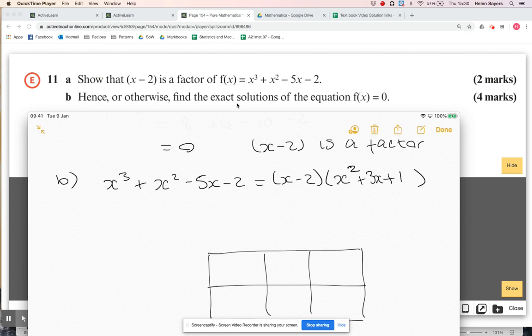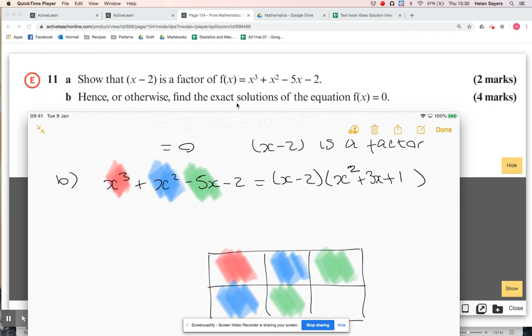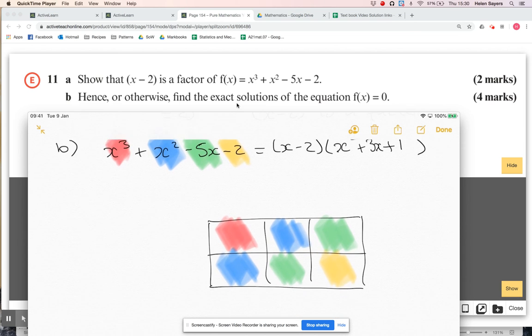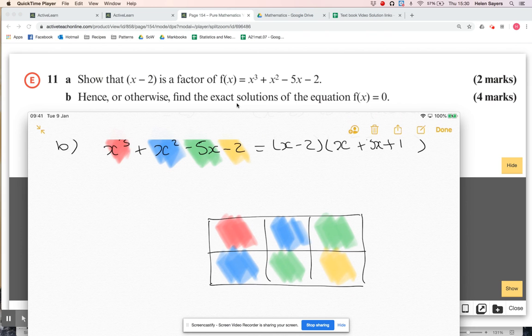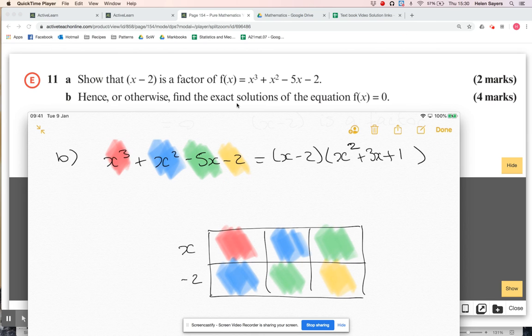So reverse grid method, so that part of the grid will give me my x cubed. Those two will give me my x squared. They will give me my x term. And that will be my constant. And I'm dividing by x minus 2. So it's exactly the same kind of logic as we used here. It's just written out differently.